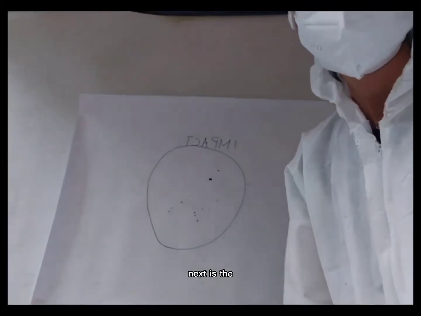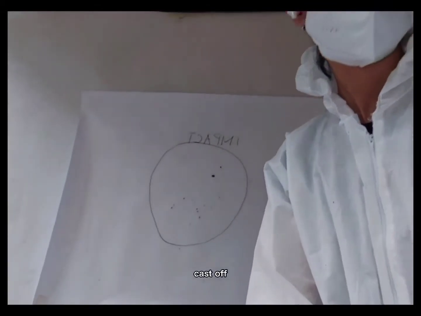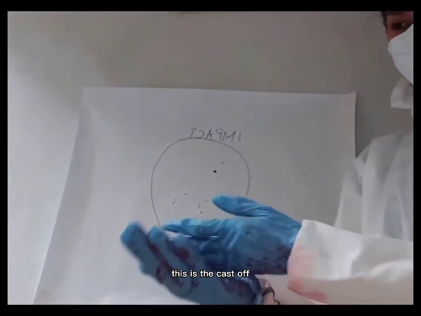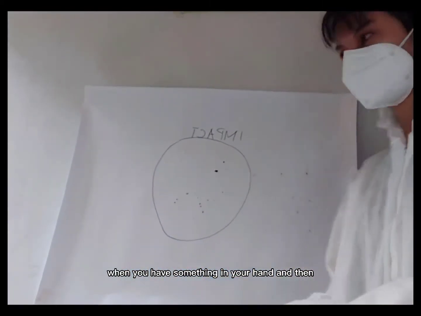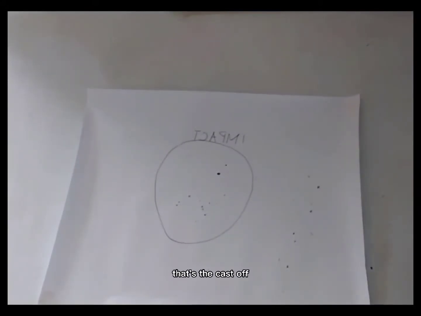Next is the cast off. This is the cast off. When you have something on your hand and then you swing your hands like this. Okay. That's the cast off.